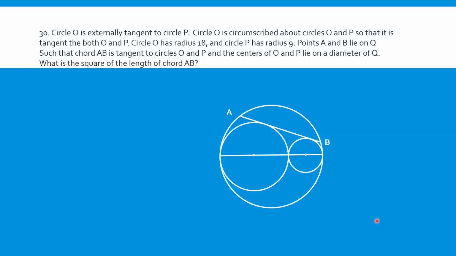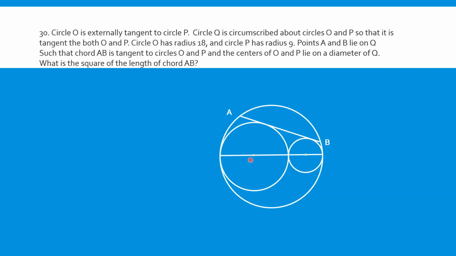Let's look at this graph. Circle O is externally tangent to circle P. So circle O and circle P are tangent here. Circle Q is circumscribed about circles O and P so that it is tangent to both O and P. So circle Q circumscribes both of the little circles tangent with O and P.